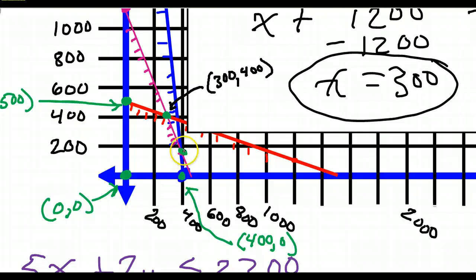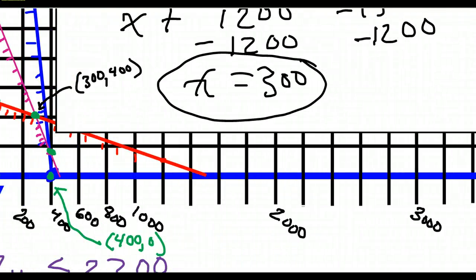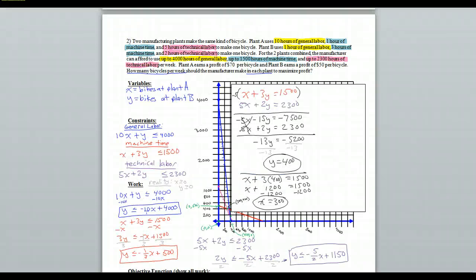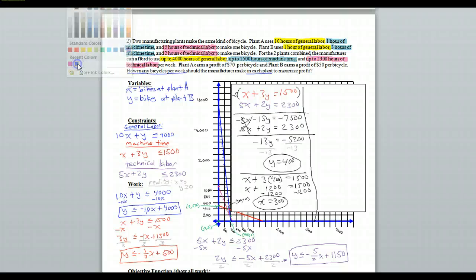Okay, now we need to find the intersection point of the purple and the blue. So we need to do the same thing one more time. But now this time we're doing the purple and the blue. Alright, so let me draw a line. I'm going to try to squeeze this in. So the blue equation is 10x plus y is less than or equal to 4,000.